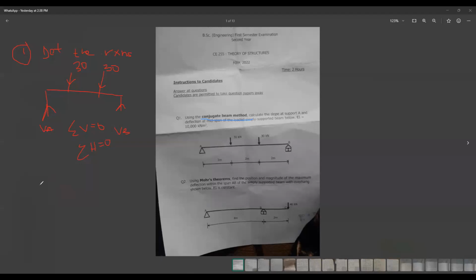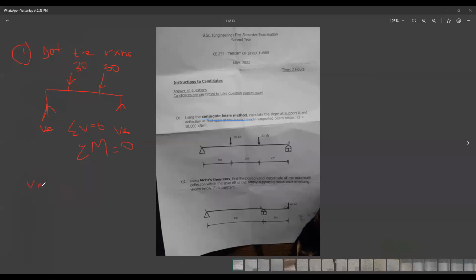So I have my two equations. So let's determine VA and VB. Wait, I made a mistake. Okay. Summation of moment, not horizontal force. Summation of moment equal to 0.